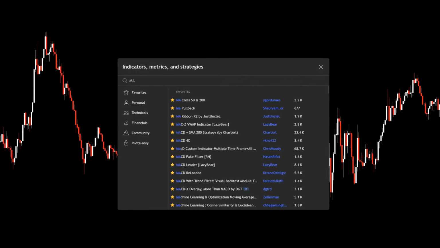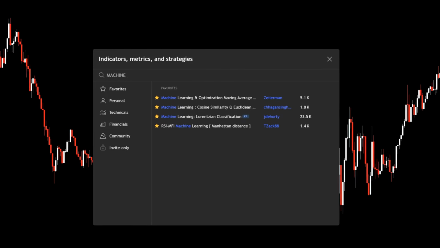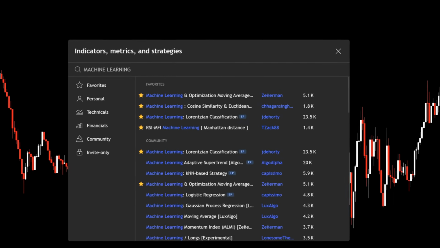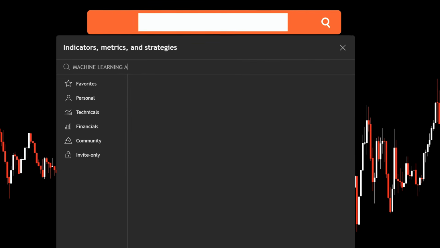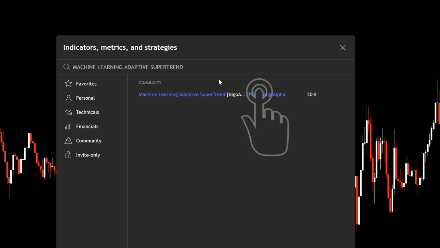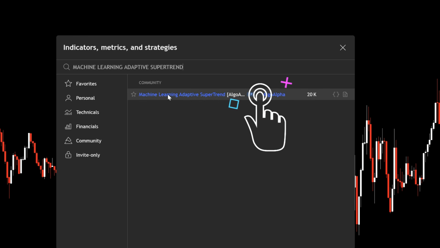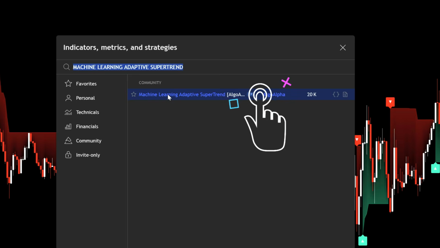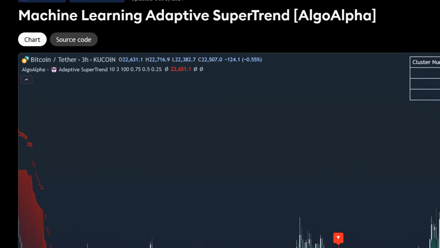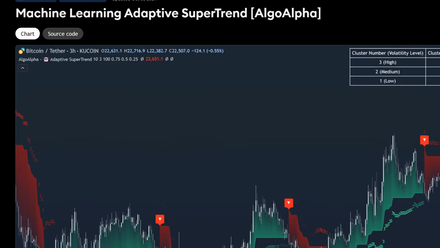Go up to the top of your TradingView chart, find the indicators button and click it. In the search bar that pops up, type this exact name, Machine Learning Adaptive SuperTrend Indicator. You'll see it appears on the list. Click on it and it will load directly onto your chart. Easy as that. So, you've added the Machine Learning Adaptive SuperTrend Indicator to your chart.